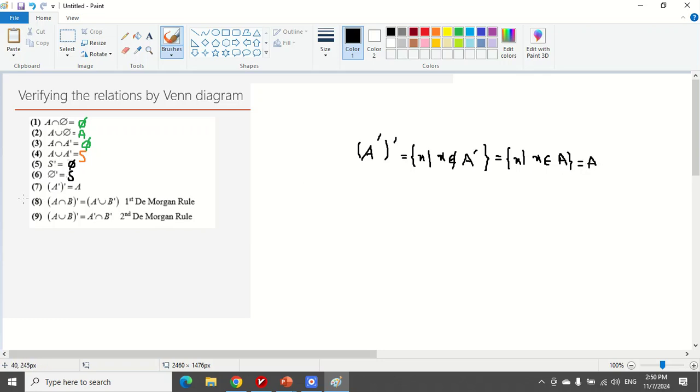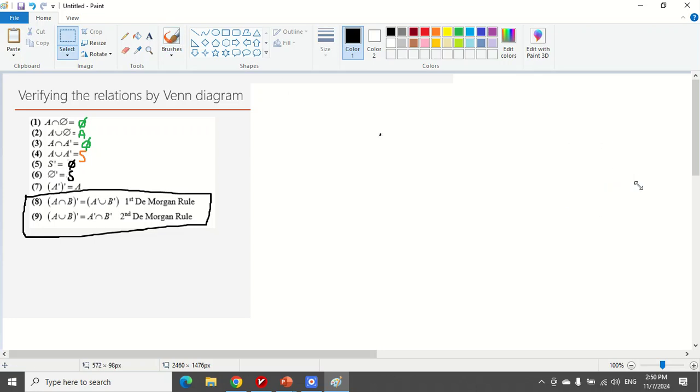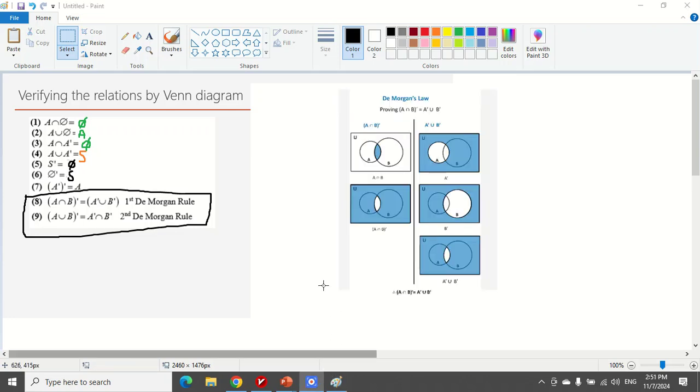The last two things that we have over here are the DeMorgan rules. They say that if we put the prime on the whole parentheses over there, it changes the intersection to the union and the union to the intersection. I just show the case for one of them, and the other one is the same. So as you can see over here, we have the case of the DeMorgan rule, and let us take a look at it.